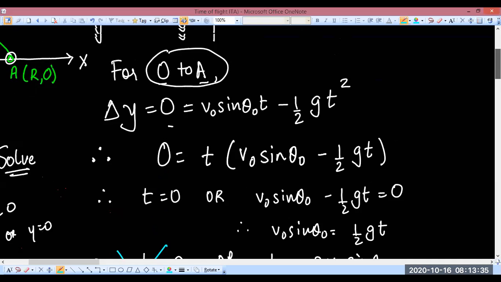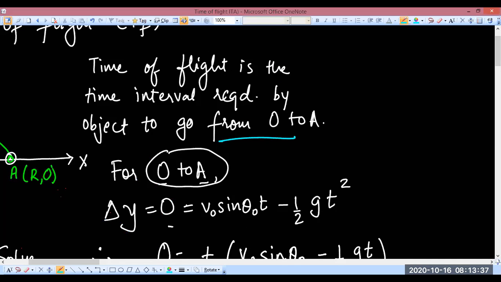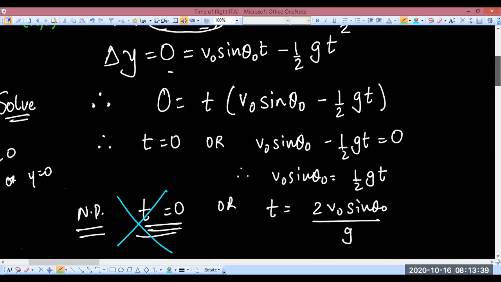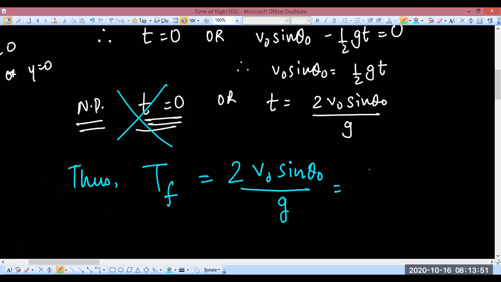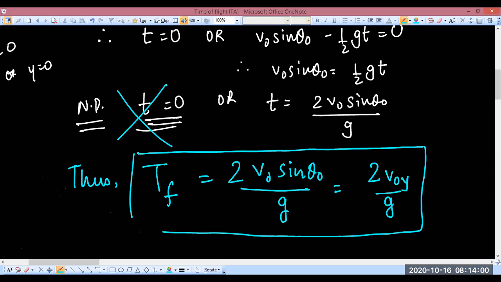But the time taken to go from O to A, that's actually called time of flight, right? That's actually called time of flight. So thus we have final answer, time of flight is equal to 2v0 sine theta 0 by g. You can also write it like this. I hope you have understood that as well, right? Because v0y is v0 sine theta 0.